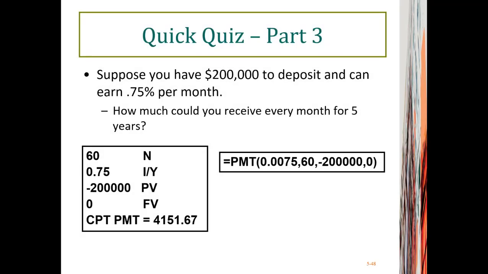And here's another question. Suppose you have a $200,000 deposit and can earn 0.5% per month. How much could you receive every month for 5 years? So here you calculate PMT, given you know N, IY, PV, and FV.